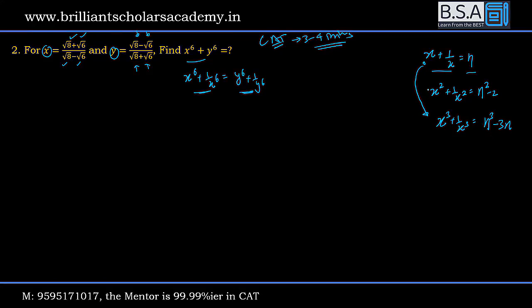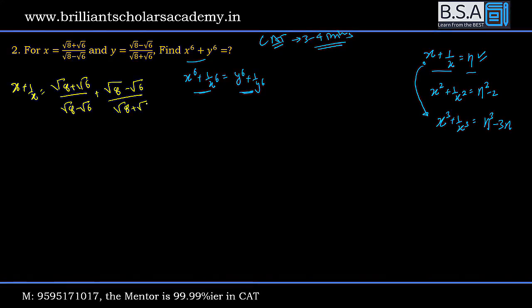Now for all of this to work, my job is to first find that constant. This is x and this is 1 upon x. बाजू वाला 1 upon x है. So now I'm going to add both. So I'm adding x plus 1 upon x, which is y. We have root over 8 plus root over 6 upon root over 8 minus root over 6, plus root over 8 minus root over 6 upon root over 8 plus root over 6.